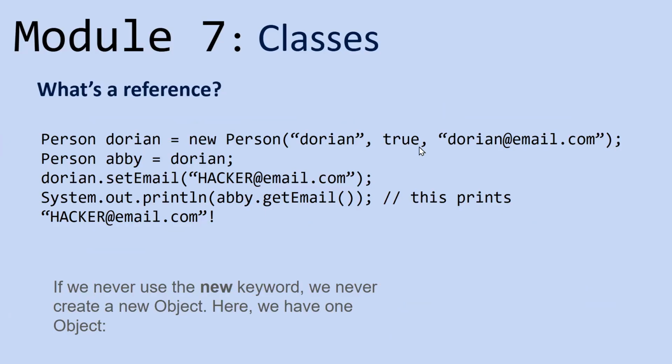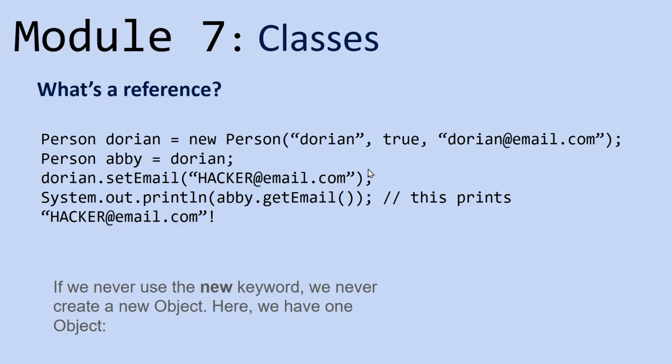All the same information here. And then, let's say we're making a new variable, person Abby, but we're setting it equal to the previous person object we made. So setting Abby equal to Dorian. And then we're doing something silly. We're changing my email using a setter method. So set email. Then we're providing hacker@email.com into this method. So basically, the point of this, it's a setter. It's going to change my email to hacker@email.com. And then we're going to print abby.getEmail.